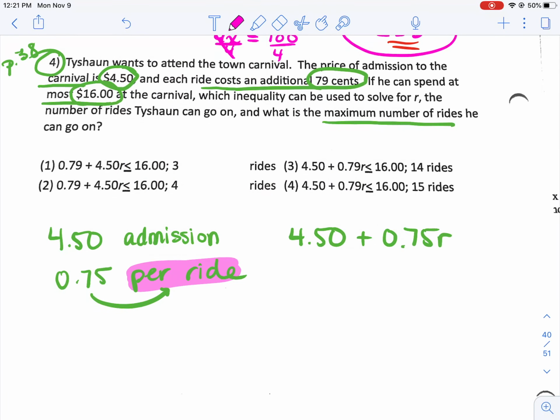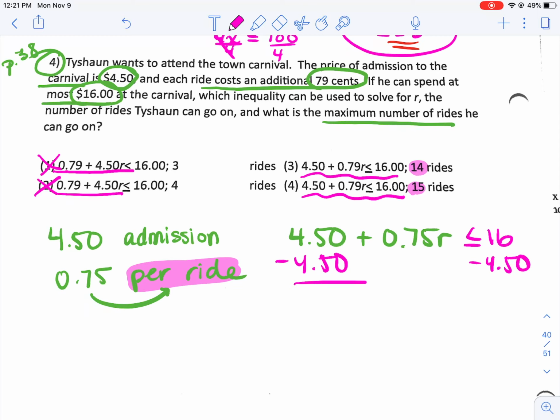We want the 0.79 and the R to be together. So if I look here, they're not, so I can eliminate that. If I look here, they're also not. So I want to look at these choices, choice 3 and choice 4. And if I look, I can see that they're exactly the same for their inequality statements, but what's different is 14 rides versus 15 rides. So let's try to figure out which one of these is going to be less than or equal to 16. So I'm going to actually go ahead and solve here.